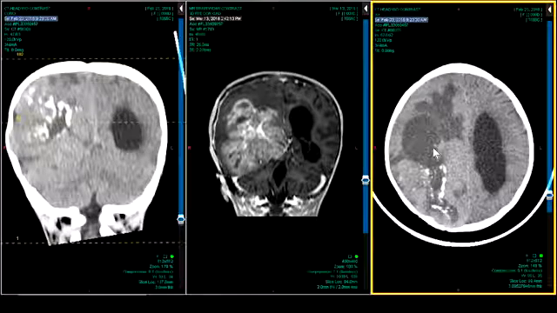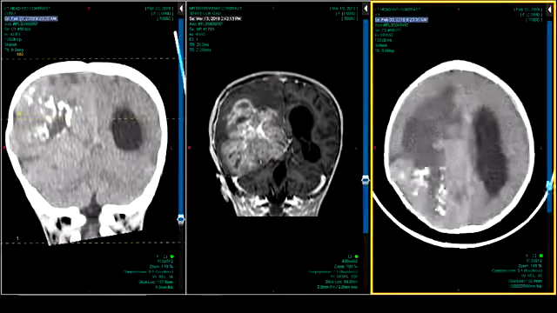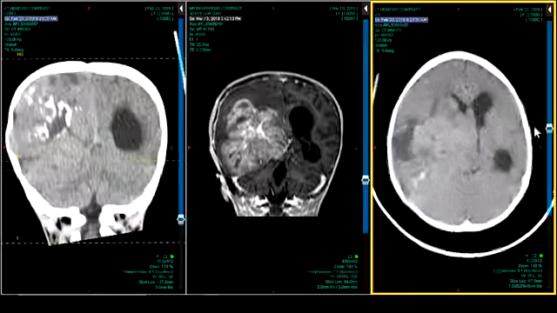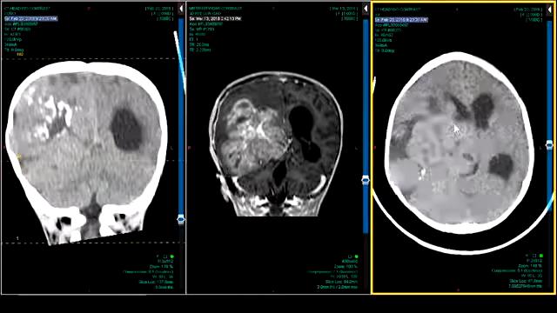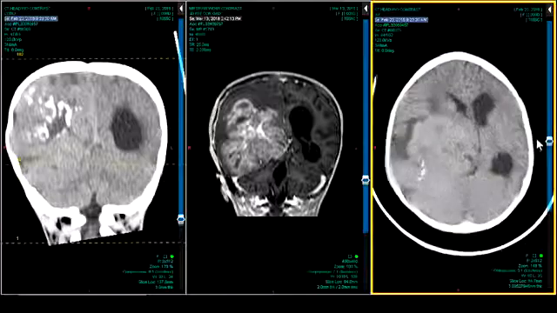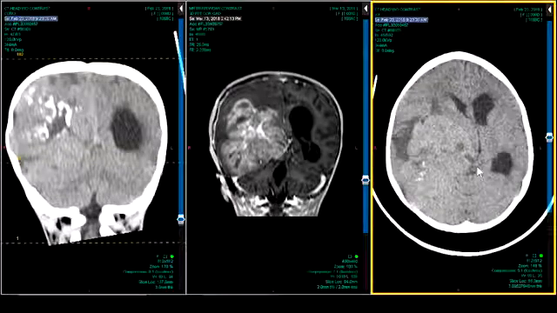PNET would have been one of my top choices. This was your case. PNET kind of in the family of medulloblastoma type lesions. There's quite a bit of overlap between those 2 now, and we'll discuss the genetics of those a little bit later on.